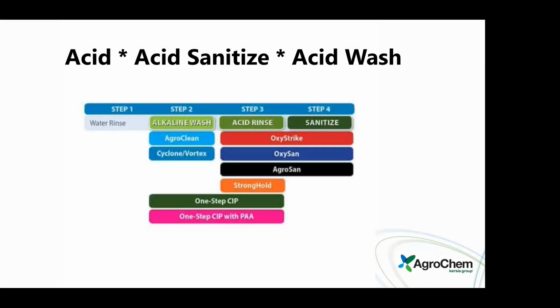So which way do we want to go when we get to this acid cycle? We just talked about Strongholds, which is a traditional acid that would have to be followed when it's time to do your milking with a sanitize cycle. We also have the option of an acid sanitize, or we have an option of an acid wash, eliminating the alkaline. So we can take a look at a couple of the products that can be used in each of these areas as well.